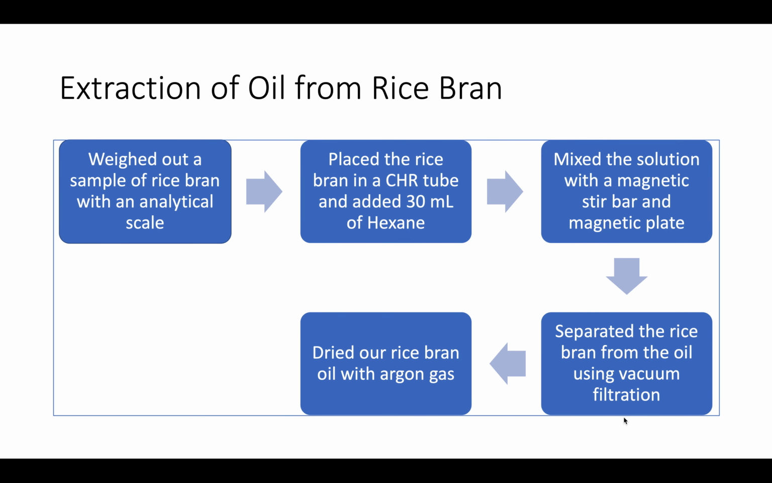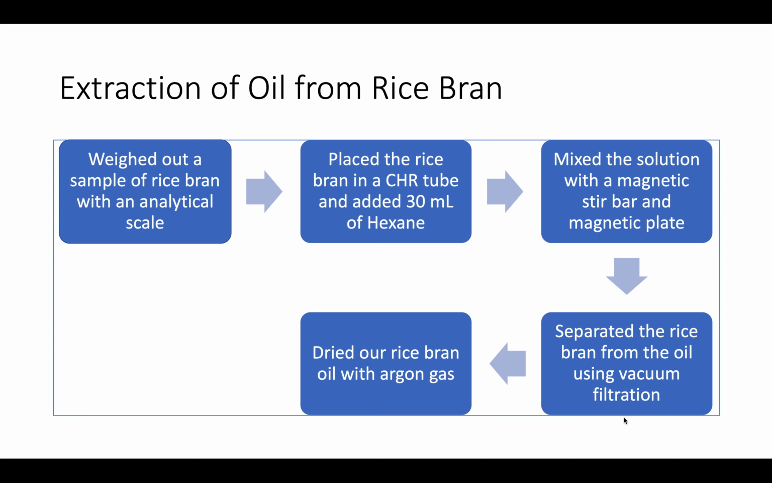Okay, first I'm going to talk about how we extracted the oil from the rice bran. We started by first weighing out a sample of about 1 gram of a type of rice bran. This was done with the analytical scale to ensure accuracy. We then placed the sample of rice bran into a CHR tube and added 30 milliliters of hexane. The solution was then mixed using a magnetic stir bar and a magnetic plate for 10 minutes.